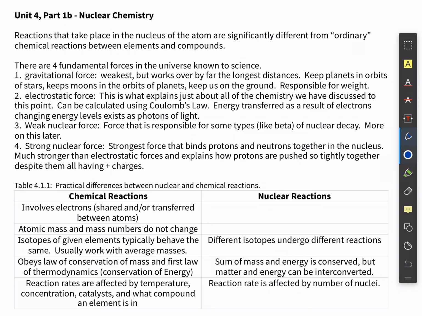It is much stronger than electrostatic force, and it explains how protons are pushed so tightly together, despite all of the charges being the same. So yes, there's a significant amount of electrostatic repulsion inside a nucleus, but it is dwarfed by the strong nuclear force that binds them together.